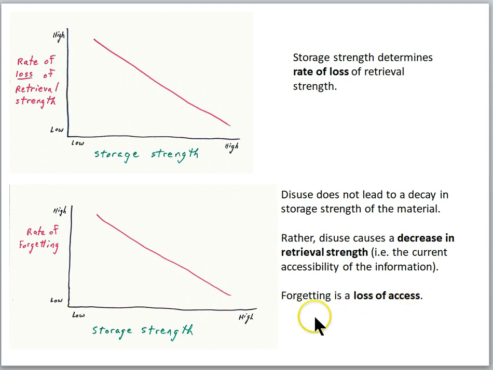But importantly, the rate of forgetting is related to the storage strength of the memory in the first place. So again, if we do not store a memory strongly, if we have low storage strength, we have a high rate of forgetting. But if we can increase the storage strength of the information, we will have a low rate of forgetting.